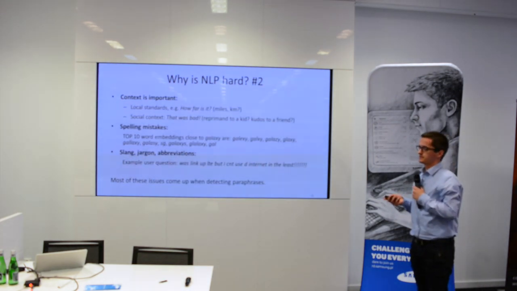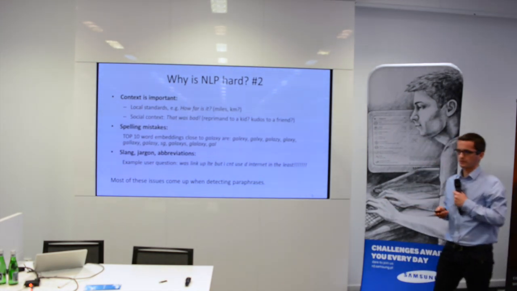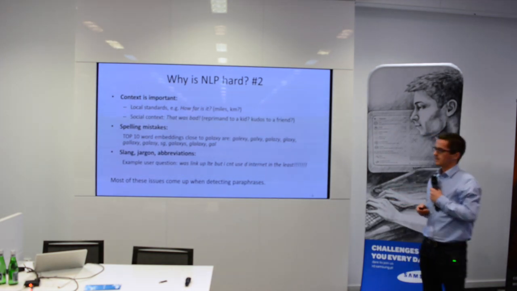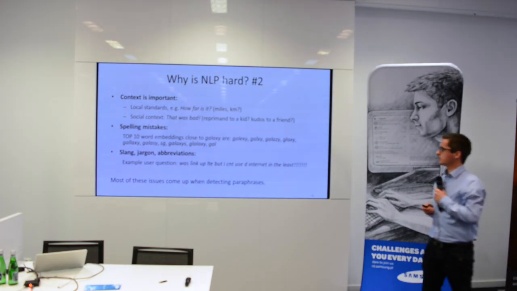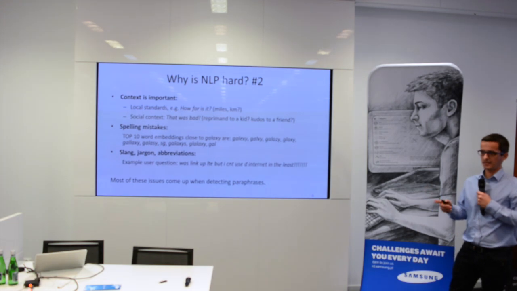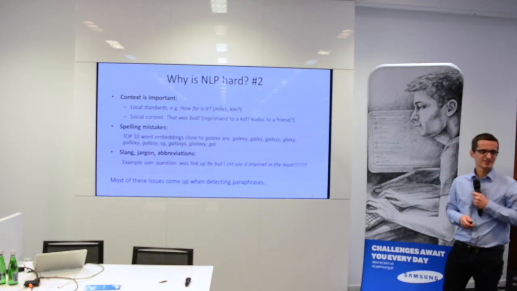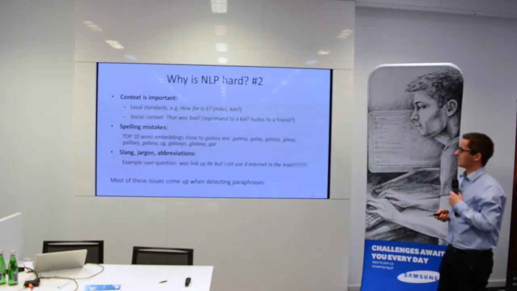Also, the context is very important. When you say "how far is it," you have to know whether we are considering miles or kilometers. Social context is also very important. When you say "that was bad" to your kid, it means that you are reprimanding the kid. And when you say "that was bad" to your friend, it may mean appreciation.